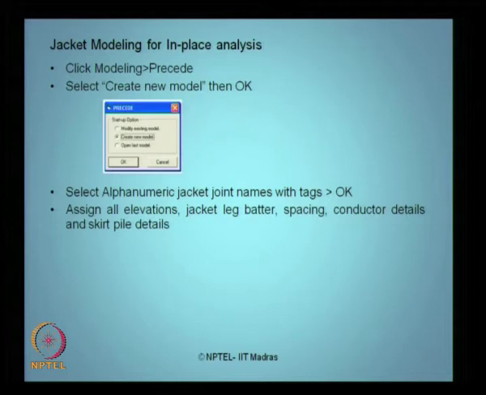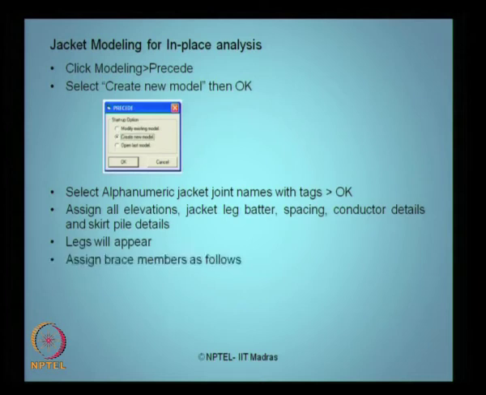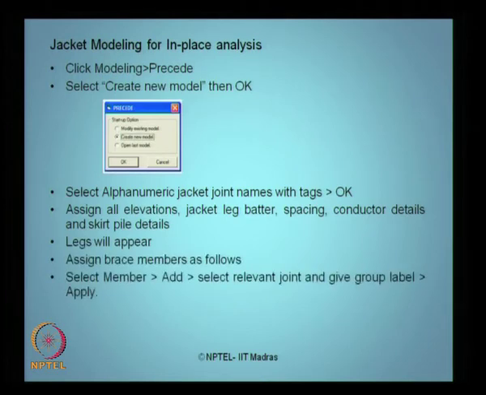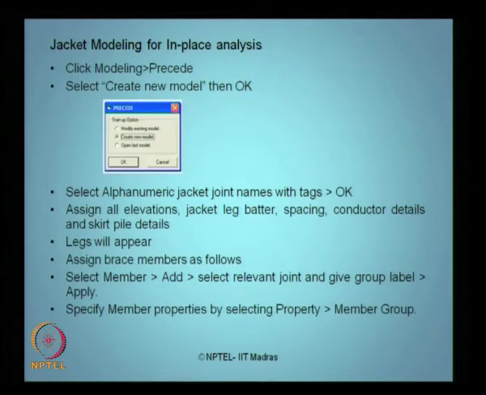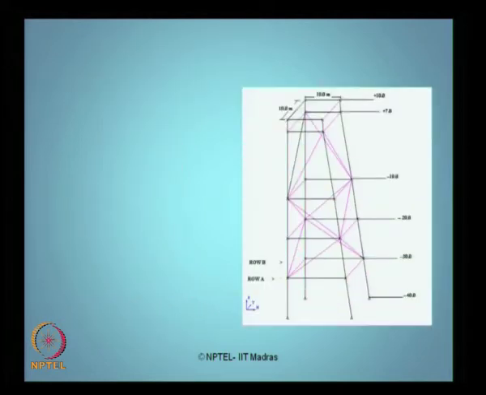Assign all elevations, jacket leg battering, spacing, conductor details and skirt pile details now in this model. The legs will appear now and assign the brace members as follows. Select the member, add, select the relevant joints and give a group label to them and apply. So, keep on adding the bracing members to your jacket. Specify member properties of each one of the added braces now by selecting property and member group. You can always group them in a single one. So, give properties to any one member, and it will be assigned to all the members automatically. This is how the model will be generated in SACS after you give the details for the bracing.